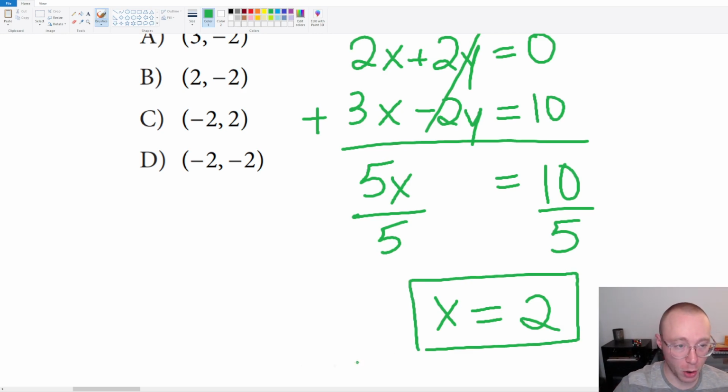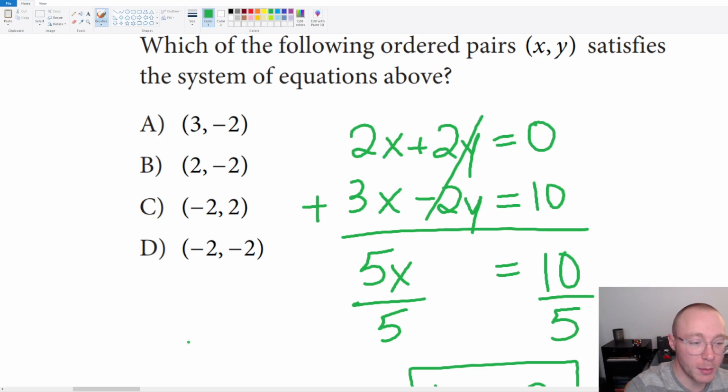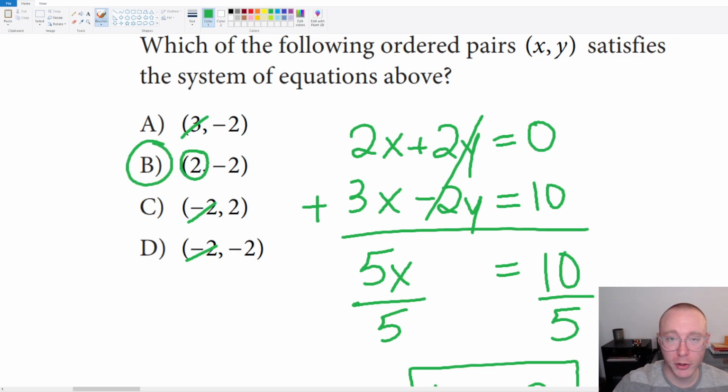And wouldn't you know, this was choice B. This was one of the scenarios we talked about where if we got x equals 2, we don't have to bother going and trying to find what the y is, right? There's no other choice here with x equals 2. And there you have it. We're going to go with choice B for this question.